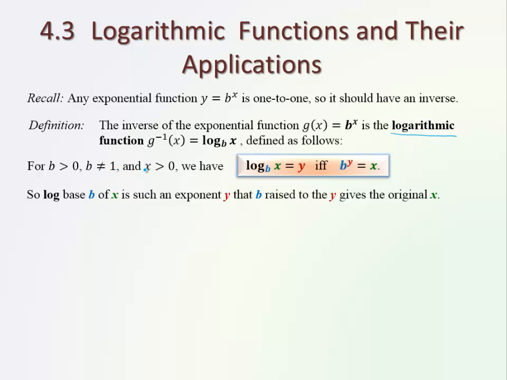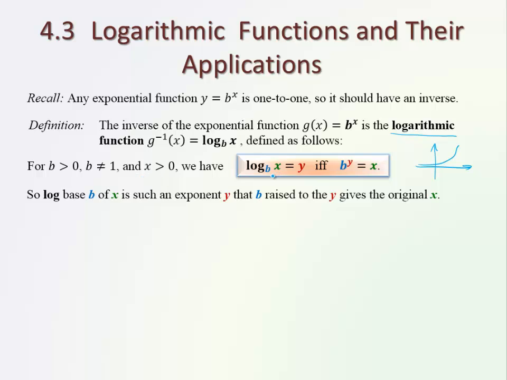Also, we need to assume that the inputs are bigger than 0. And why? Well, since logarithm is an inverse to exponential, the domain of logarithm will be the same as the range of exponential. But as we remember, the exponential function looked somehow like that. Therefore, the range of it was all positive numbers. So we should expect that the domain of the logarithmic function will also be all positive numbers.